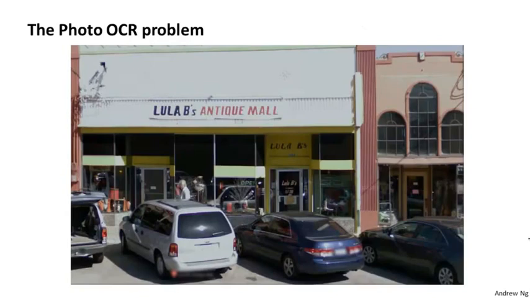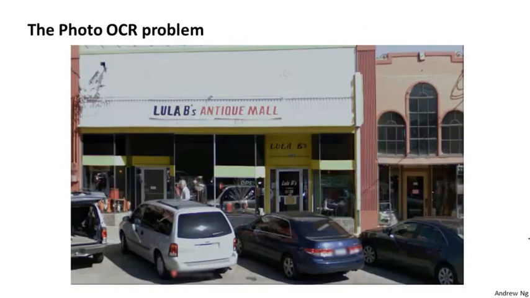Given an image like this, it might be nice if the computer can read the text in this image so that if you're trying to look for this picture again, you could type in the words, Lulubee's Antique Mall, and have it automatically pull up this picture so that you're not spending lots of time digging through your photo collection of maybe hundreds or thousands of pictures in order to find this.